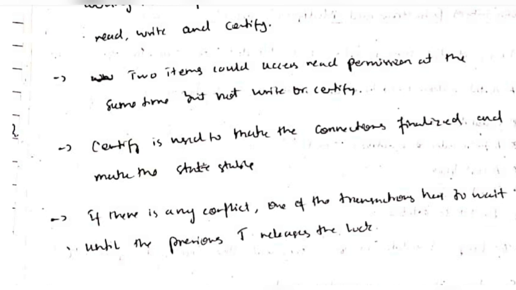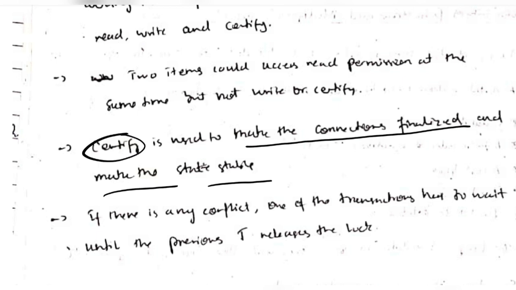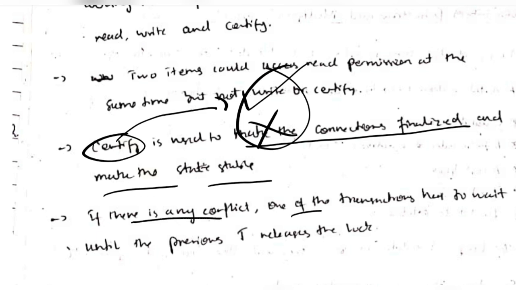Also, certify is used to make the connections finalized and make the state stable. If there is something that ensures that one can be performed and one can be blocked, at that time there will be concurrency control, right? So if there is any conflict, one of the transactions has to wait until the other process executes.